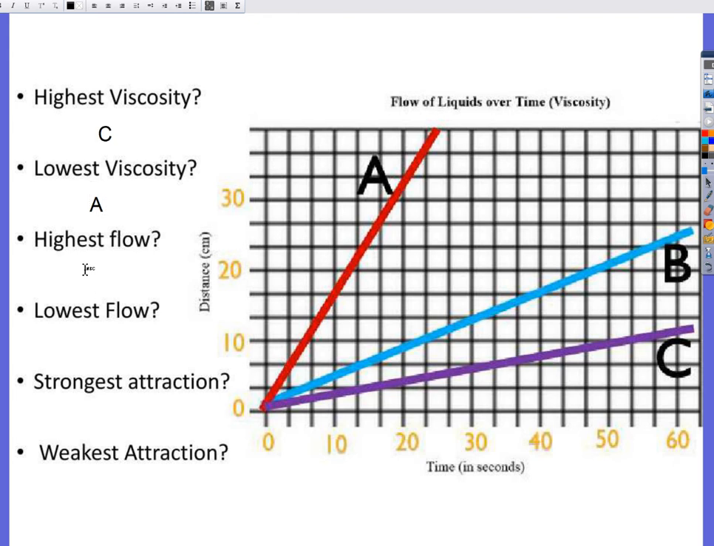Highest flow would also be A. It's going the fastest. Lowest flow is C. It's going the slowest. The strongest attraction being which ones are holding on to each other the tightest, which ones are going the slowest because they're not letting go, and that would be C. The weakest attraction would be A.